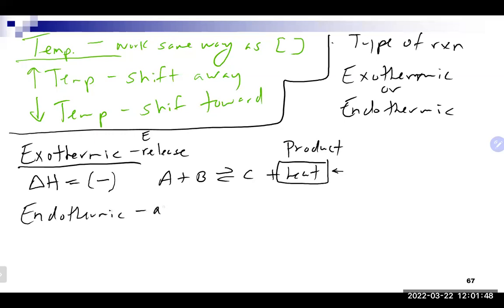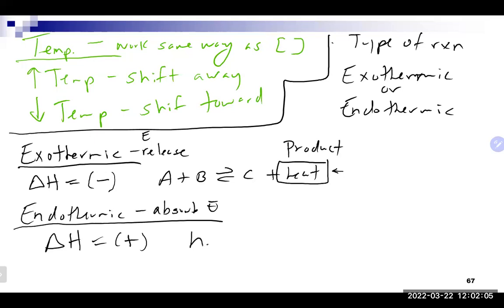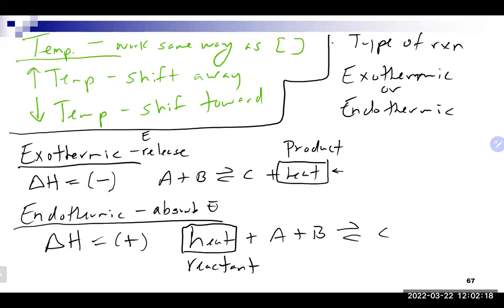Endothermic means that we're going to absorb energy. Delta H values for things that are endothermic are positive, and that means that it's being absorbed. And what that means is when we think about endothermic, heat and energy is considered a reactant in this case. So it's sort of the opposite of what we just talked about.